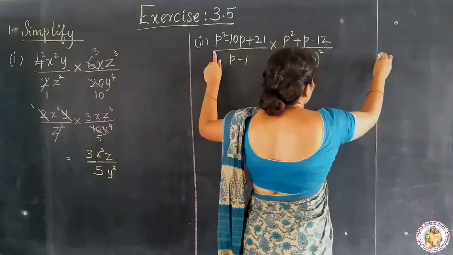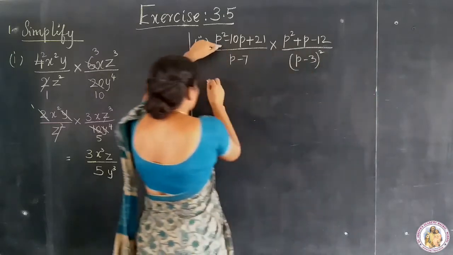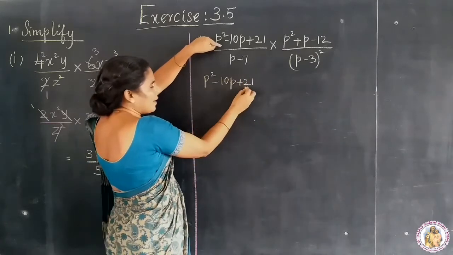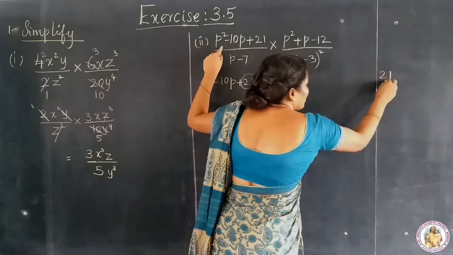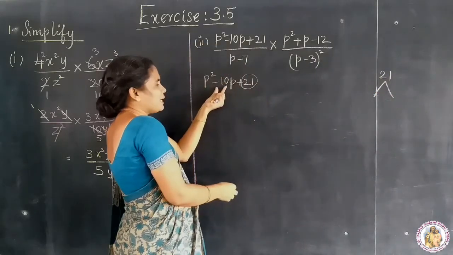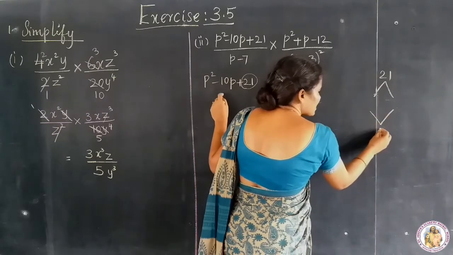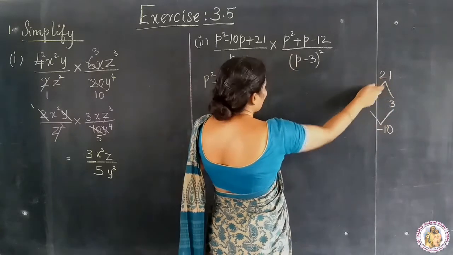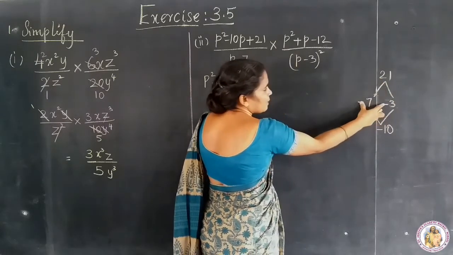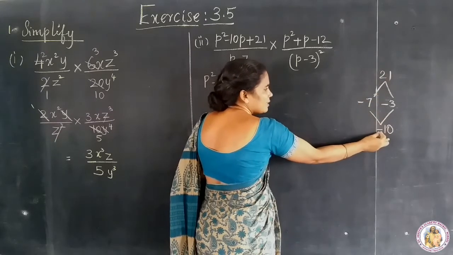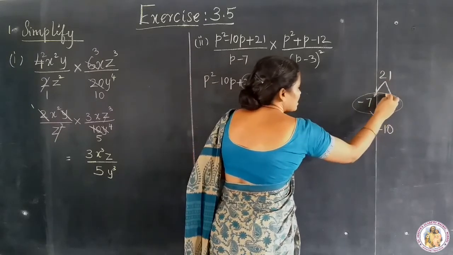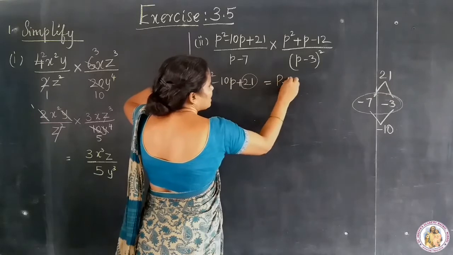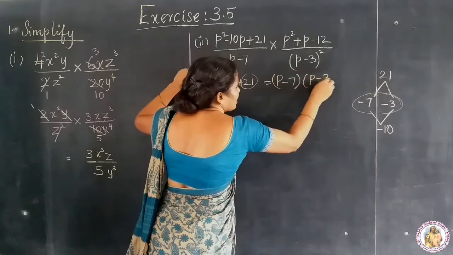Now find out the factors for p square minus 10p plus 21. So here we have 21, and we must get minus 10. 7 threes are 21. So minus into minus plus, same sign add. So 7 plus 3 is minus 10. So here we shall write as p square, p minus 7 and p minus 3.